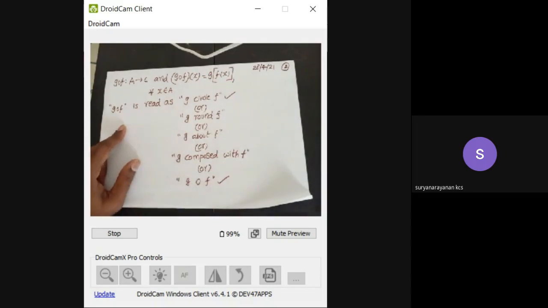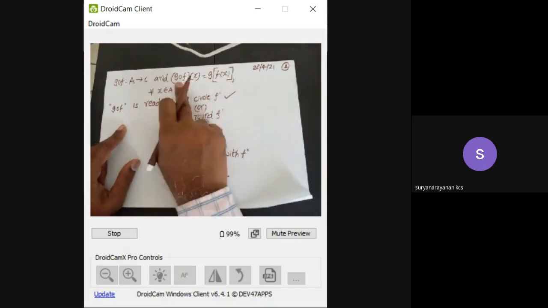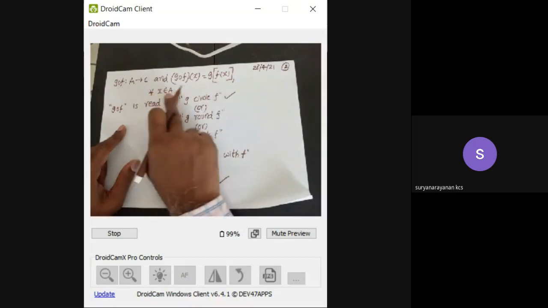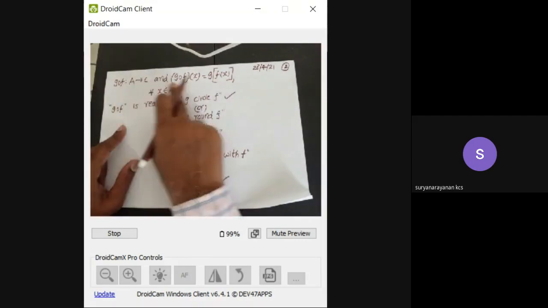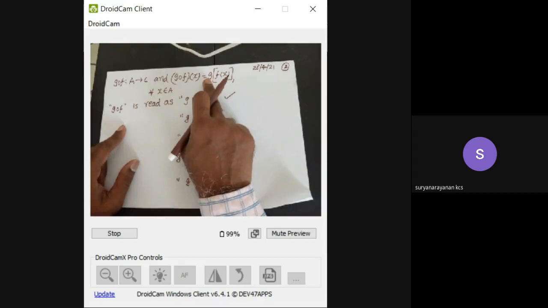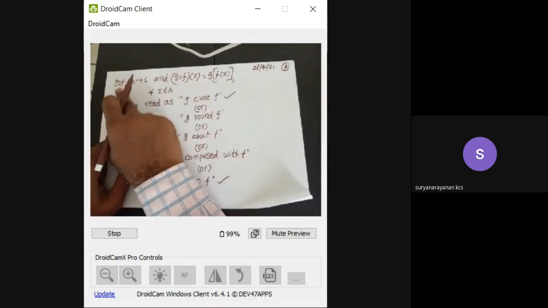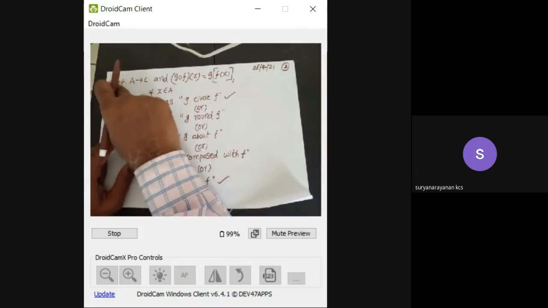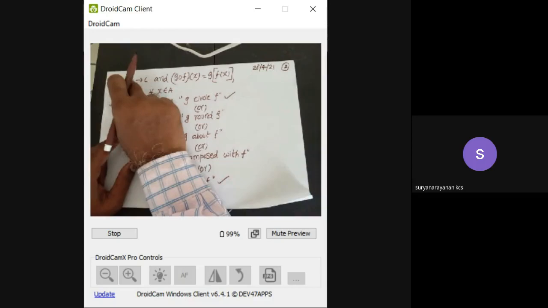Remember these points, my children. All of you read this one. GOF of X is equal to G of F of X for all X belongs to A. This is the definition of composition of these two functions F and G. We call this the composite function of F and G only, not G and F, but we write in the reverse order.